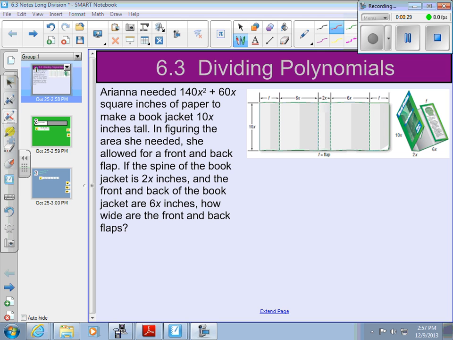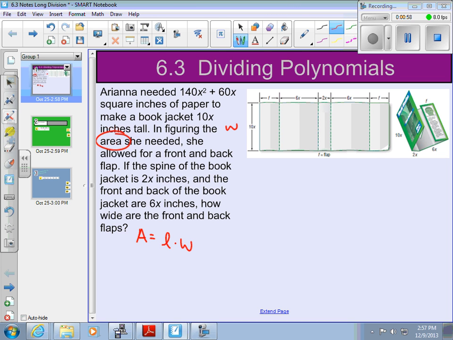Kind of a lot of information to take in. Luckily, we have this little diagram to help us out with a lot of that information, showing what this book jacket looks like. The big thing we need to notice is they were talking about area. If you're looking at the area of a rectangle from last year, you know that is your length times your width. Now, if you're looking at the picture, they did tell us the width here is 10x.